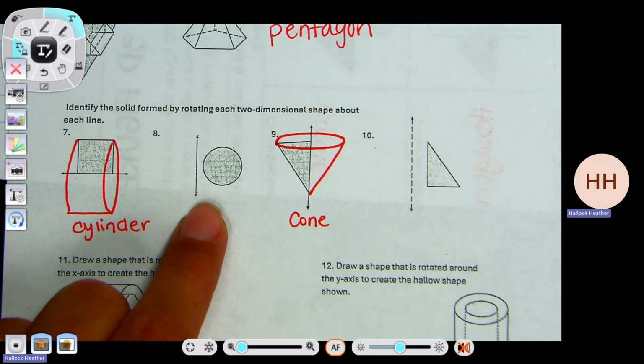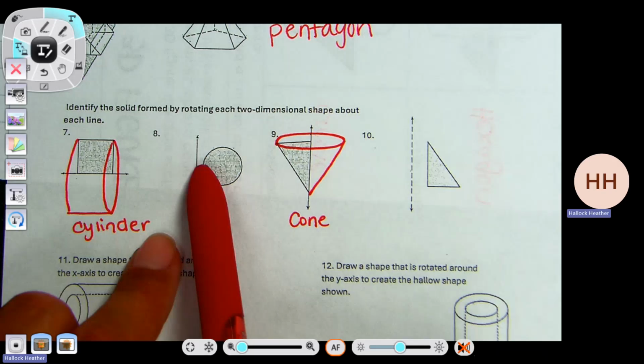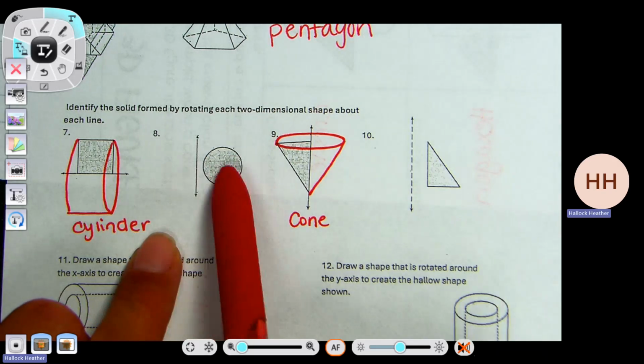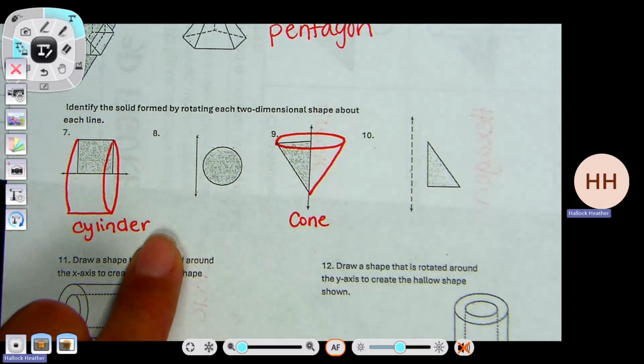Now it's not touching the axis. There's a space between the circle and the axis. So there's a gap. If I rotate this circle around the line, what real life shape would this make? A donut.